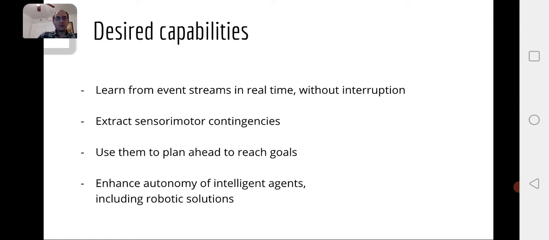And those sensory motor contingencies can be used to plan ahead to reach goals. Overall, this can enhance the autonomy of intelligent agents, including robotic solutions, as it allows those solutions to learn at runtime.